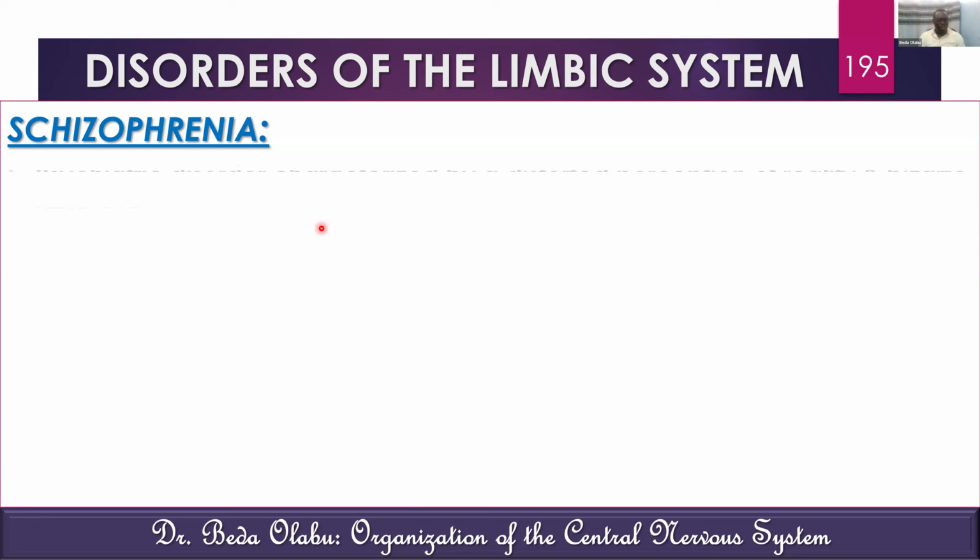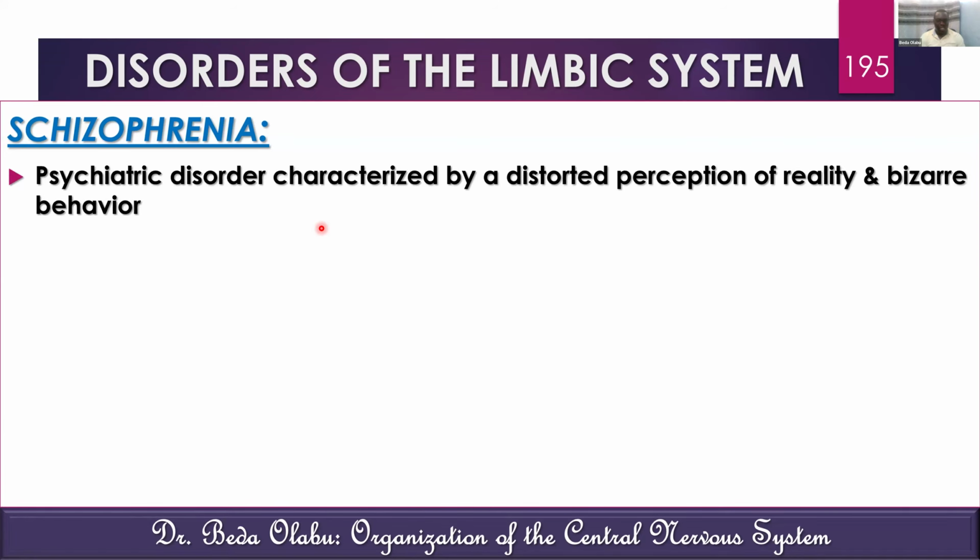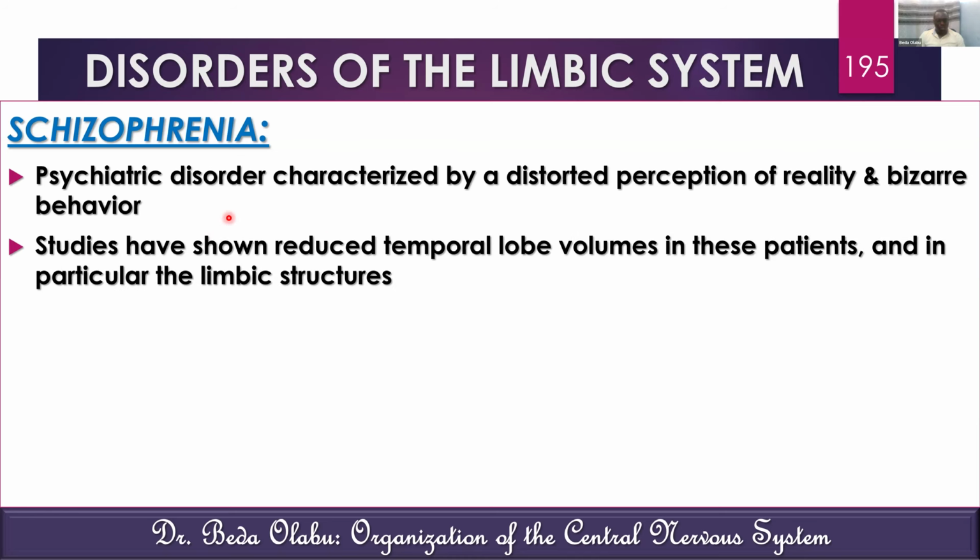The other clinical condition is schizophrenia, which is a psychotic disorder characterized by distorted perception of reality and bizarre behavior. This is what some people call madness. Studies have shown that people with schizophrenia actually have reduced volume in the temporal lobes, and in particular, the limbic structures have reduced volume. And so that's why we are associating schizophrenia with limbic disorders.